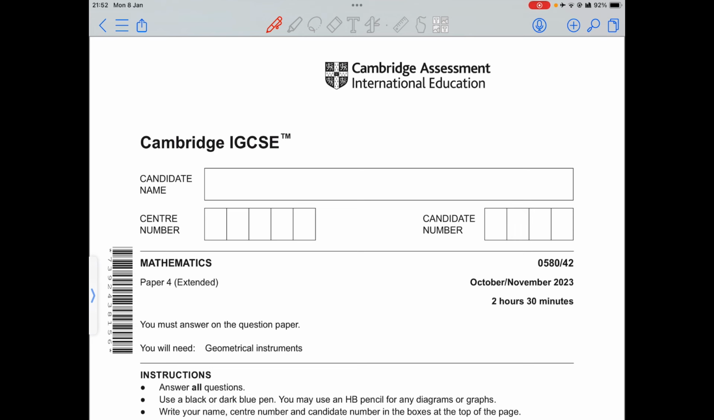So, as you can see, today we are solving IGCSE Mathematics 0580, Paper 4, Variant 2 from October November 2023.